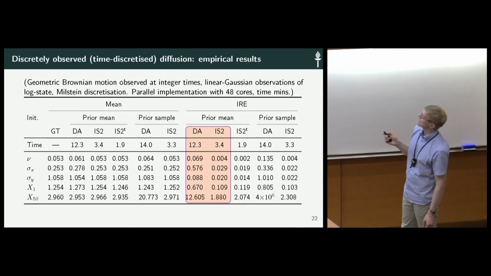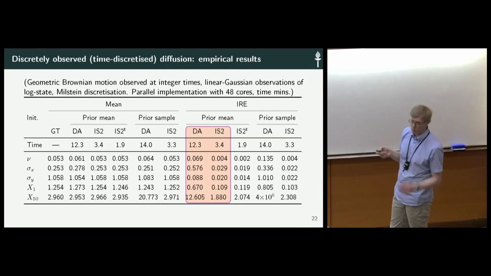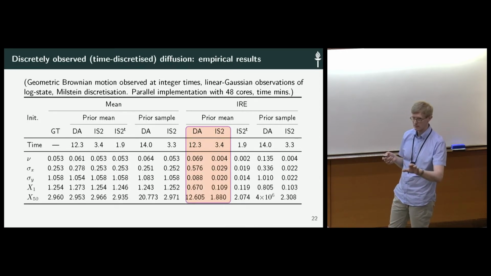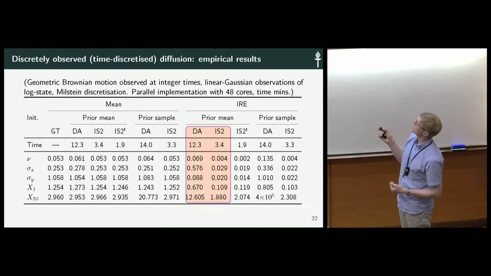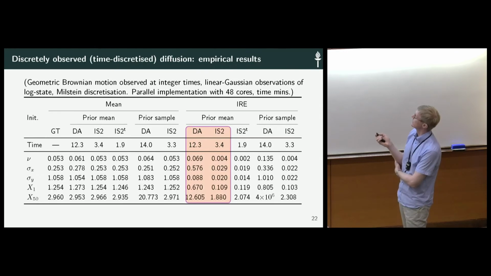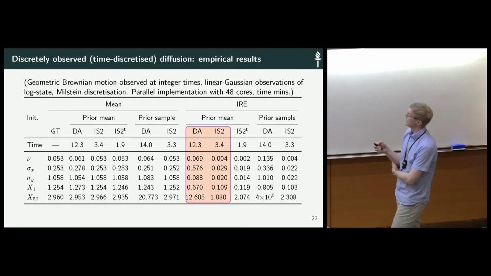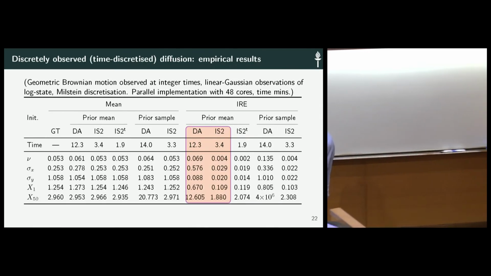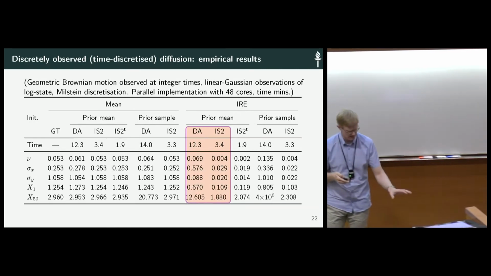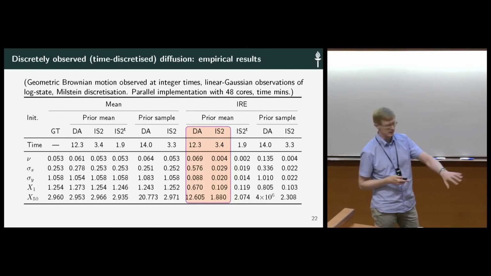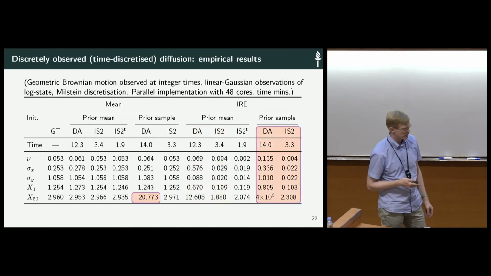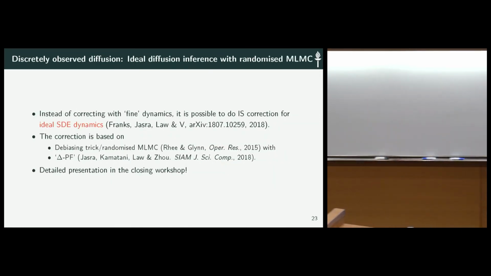In the previous example, there were no parallel aspects involved at all. It was just plain cost in a single thread. But this was a parallel implementation with 48 cores, and then you get a reasonable gain. I don't want to go into details. There is a burn-in issue with the delayed acceptance here, but basically that's another thing.